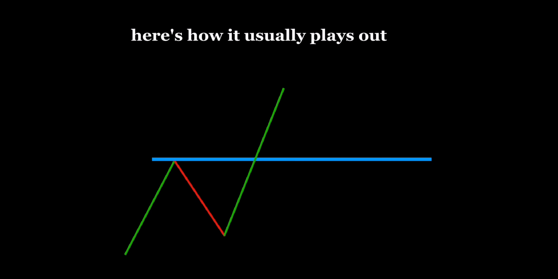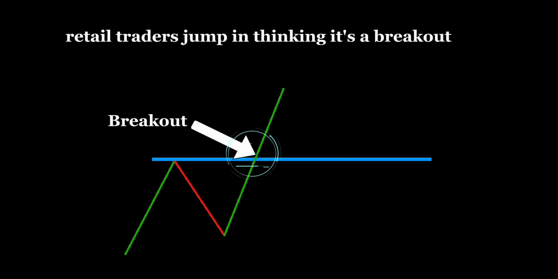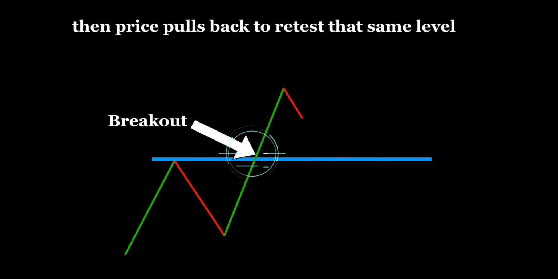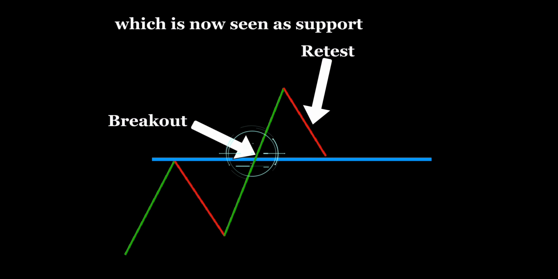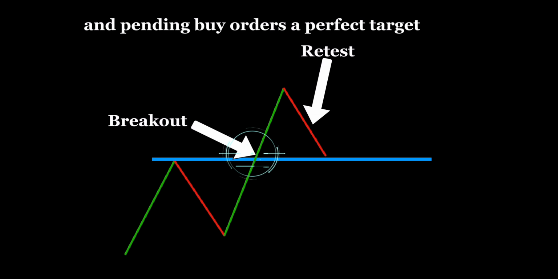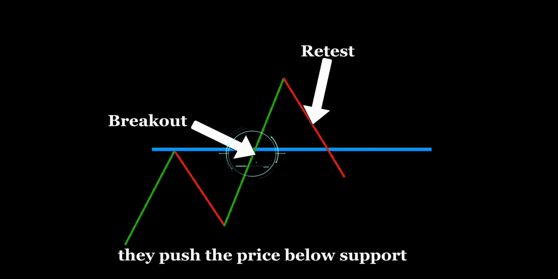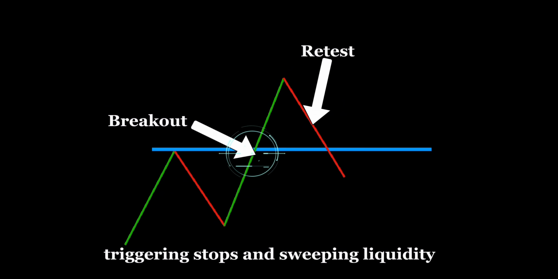Here's how it usually plays out. The market breaks above a resistance level. Retail traders jump in, thinking it's a breakout. Then price pulls back to retest that same level, which is now seen as support. This area becomes loaded with stop losses and pending buy orders. A perfect target. So what do the market makers do? They push the price below support, triggering stops and sweeping liquidity.